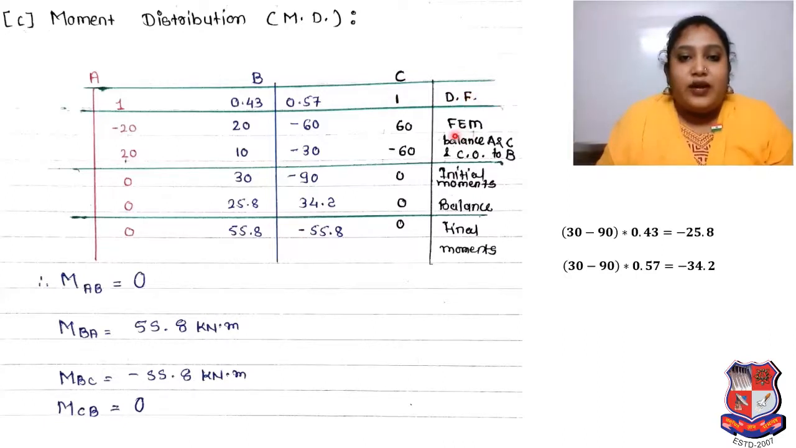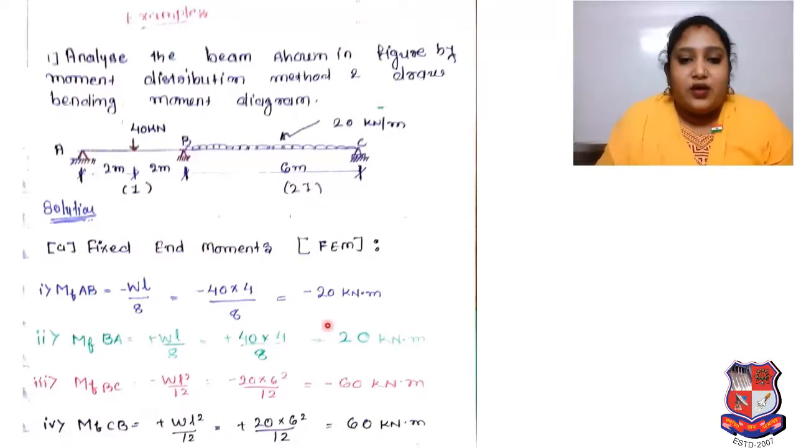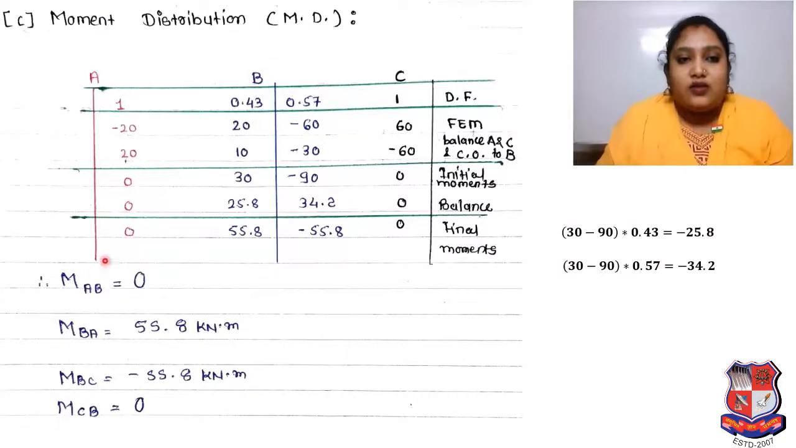Then fixed end moment. So whatever fixed end moment we calculated, we just go to the previous slide. You can see fixed end moment at AB, at BA, at BC, at CB, whatever fixed end moment we calculated, that we have to put in our table. So here you can see minus 20, 20, minus 60 and 60. Now there is a question: how are that 20 and minus 60 considered?